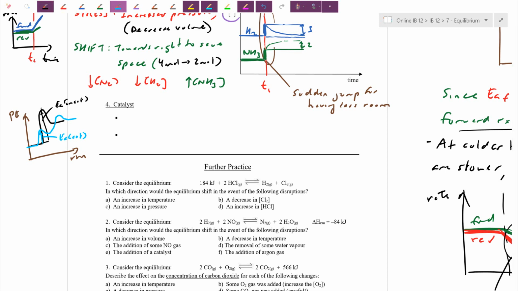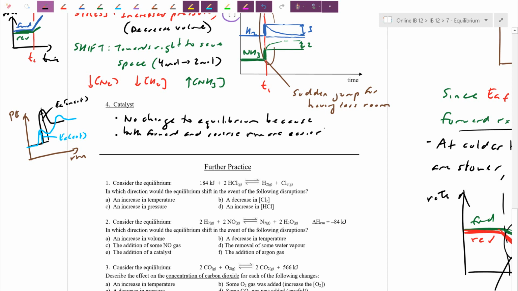Now, what I want to imply here is that by adding a catalyst, there's going to be no shift, no change to the equilibrium, because both forward and reverse reactions are easier. If you look at the forward reaction, instead of doing this really big hill, I just have a small hill, but I've lowered that transition state energy. I've also lowered it for the reverse reaction by the same amount. So in this case, our general conclusion is just no shift.